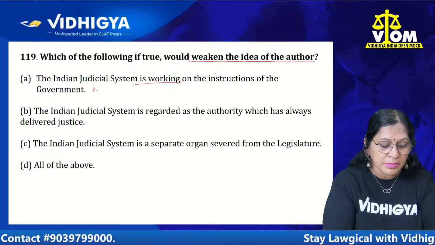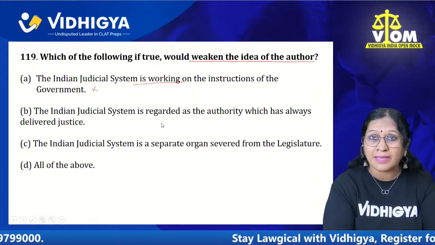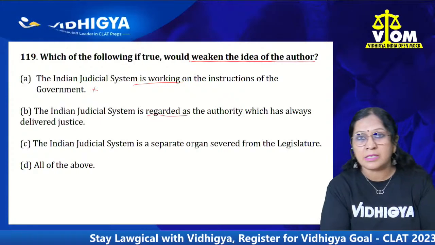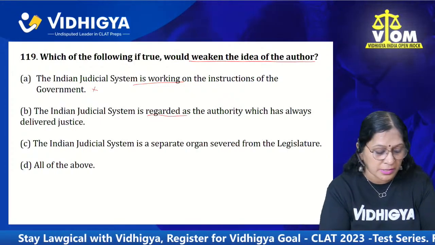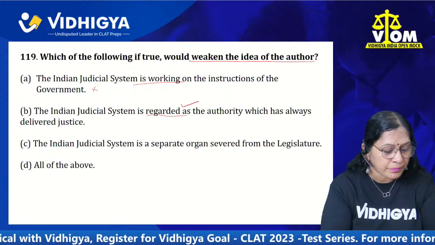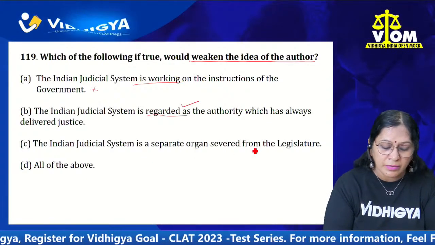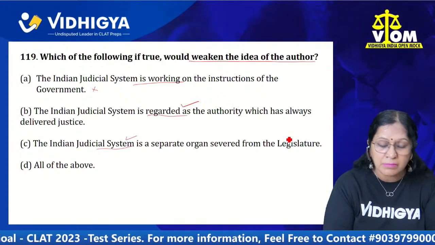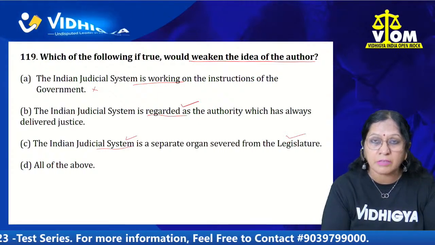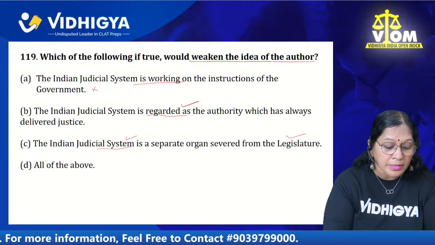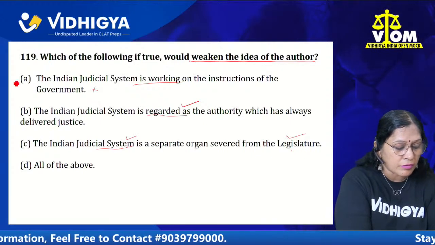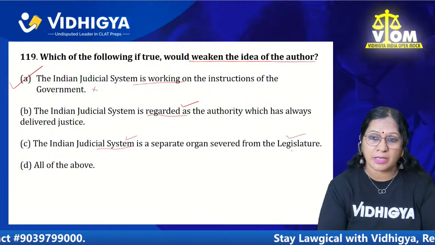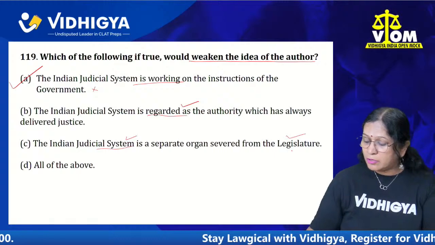The Indian judicial system is regarded as the authority which has always delivered justice, and that is why she said that yes, I trusted this system. So that means it is regarded as, yes, it is the Supreme Court, that definitely we are going to get justice here. So this is according to the author. The Indian judicial system is a separate organ severed from the legislature. Yes, this is what he said, that the justice system does not work according to the legislature or the executive or the administrative. No, it is separate. And because this is correct, we have A as the answer, which says that it is working on the instructions, and this is the weakening point. Right? I hope you got this question.